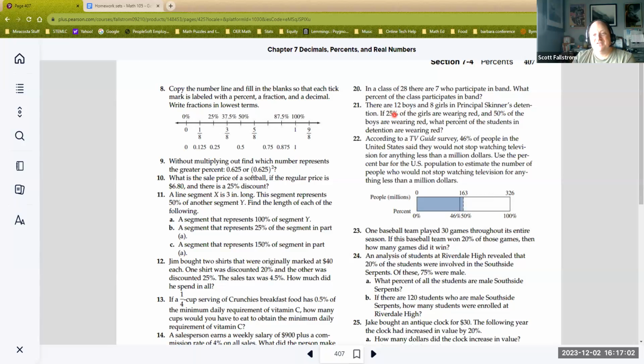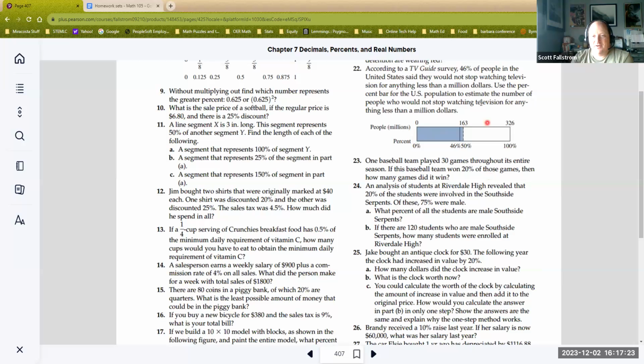Well, again, 25% of the girls are wearing red, 50% of the boys are wearing red. We know overall the percentage is going to be somewhere between these numbers. It cannot be more than that. So keep that in mind, because what percent of the students are wearing red? You're looking at the total. Right? Let's see here. There's one with a fraction bar, so I'll just let you go to town on that.